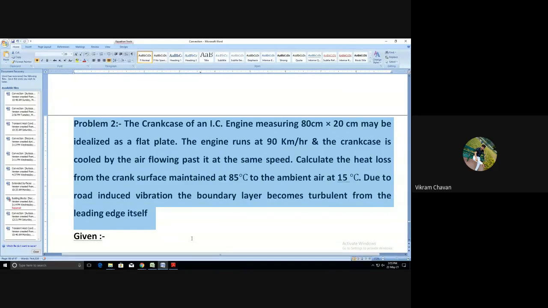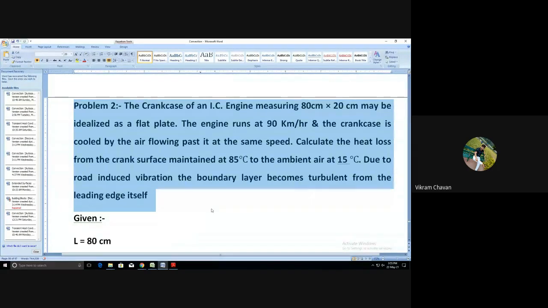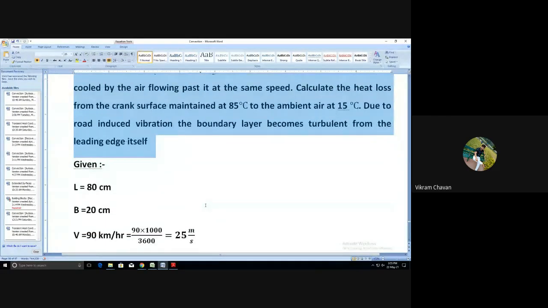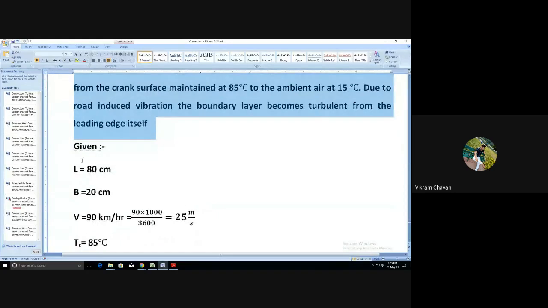Now, one more condition they have provided, that the boundary layer which we are getting over that particular surface of the IC engine or crankcase, that boundary layer is a turbulent boundary layer from the leading edge itself. Okay, so that condition is provided. So we have to solve this particular problem, and for that reason we have to write first of all the boundary conditions or the given data.